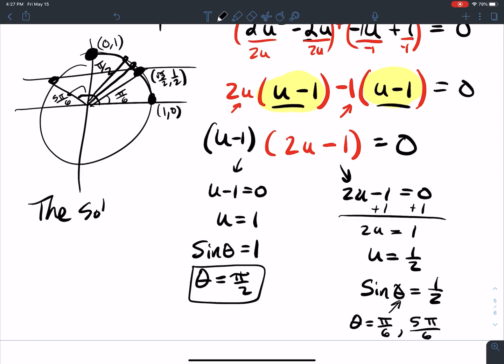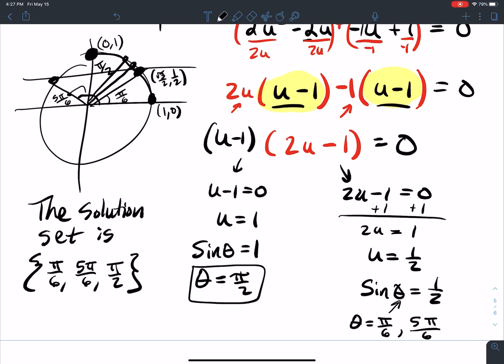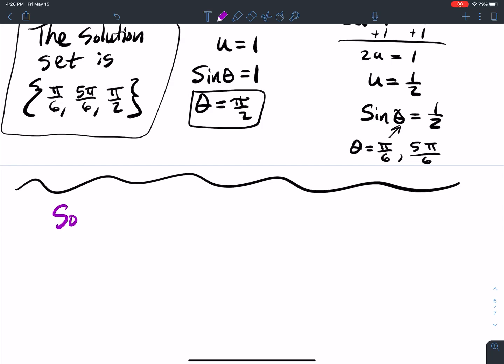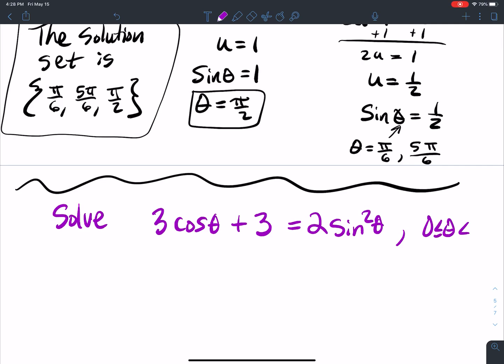So the solution set is pi over 6, 5 pi over 6, and pi over 2. Those are the solutions to my equation that I had, a quadratic. Now, let's do one a little bit different. It's basically one more step added to it. So let's solve the equation 3 cosine theta plus 3 equals 2 sine squared theta, 0 to 2 pi.